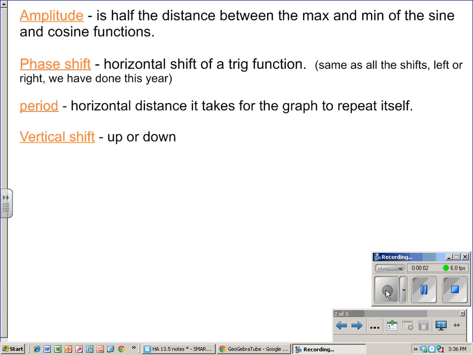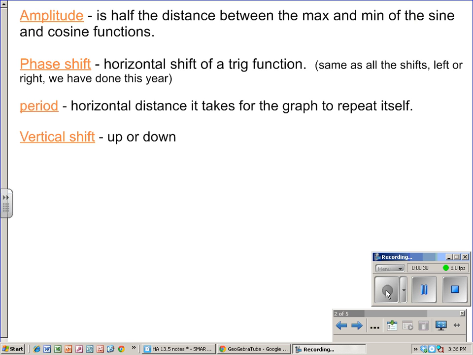All right, this is the second video for section 13.5. We talked about what the sine and cosine graphs look like, and what the tangent graph looks like. The sine and cosine graphs have basically the same properties. Everything about them is essentially the same, just a little bit of a shift to go from one to the other. As we talk more about these functions, you'll start to see how they're very much related to each other. The tangent graph is a little bit different.